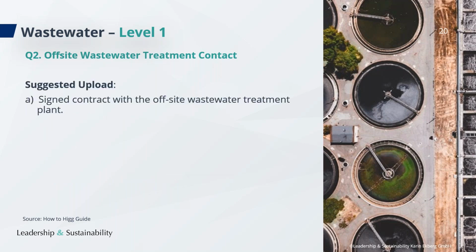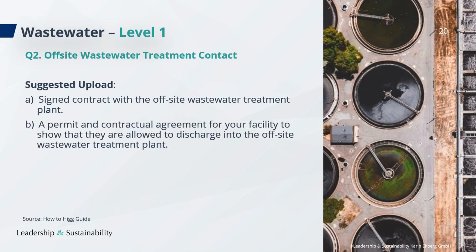All right, and then you should also, if possible, upload the signed contract of the offsite wastewater treatment plant, and of course also, if it is available, a permit and contractual agreement for your facility to show that you are also allowed to discharge into the offsite wastewater treatment plant.